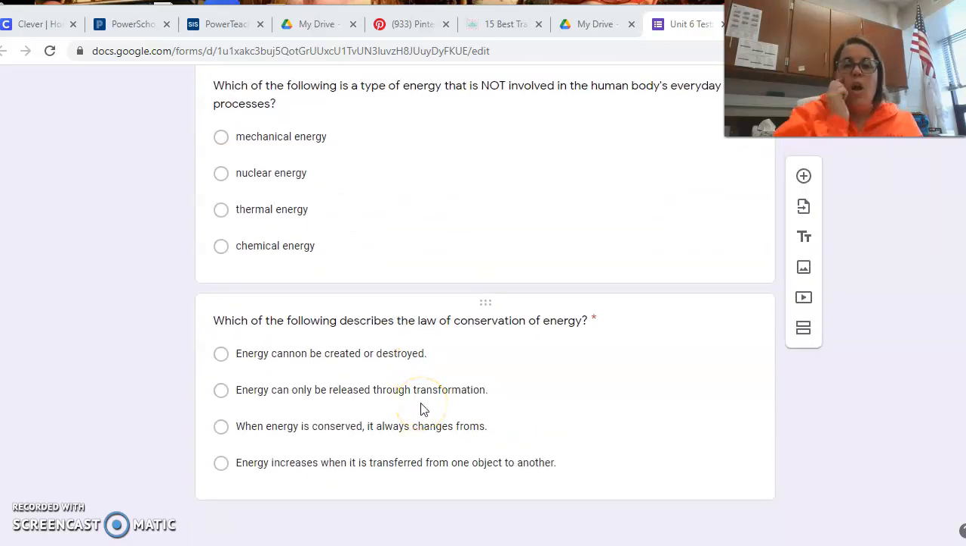Your last question. Which of the following describes the law of conservation of energy? Energy cannot be created or destroyed. Energy can be only released through transformation. When energy is conserved, it always changes forms. Energy increases when it is transferred from one object to another.